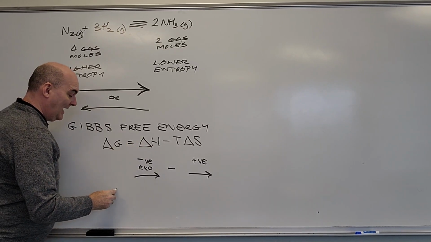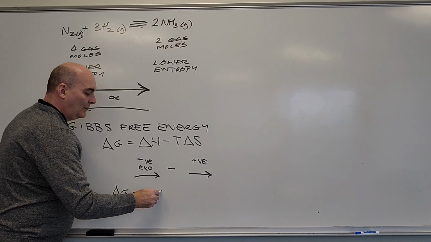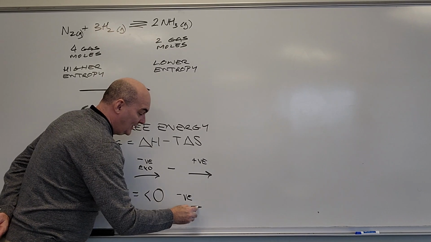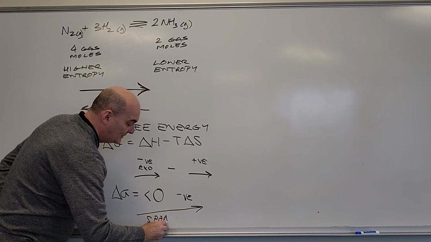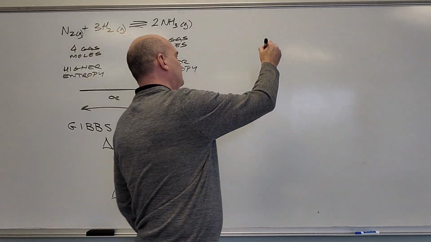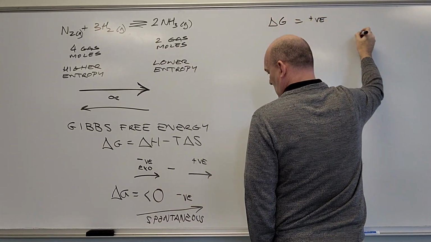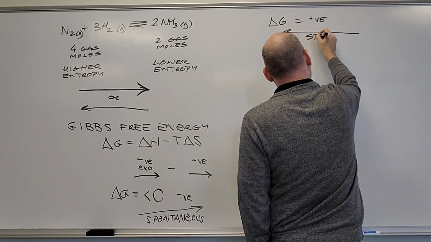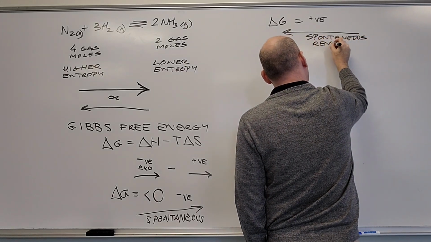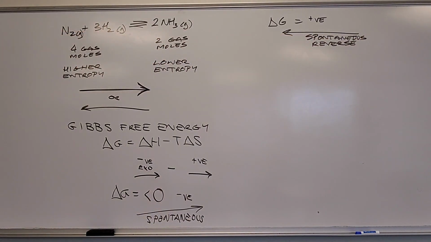So, if delta G is a value below 0, meaning it is negative, then the reaction is spontaneous in this direction. If delta G is a positive value, then the reaction is spontaneous in the reverse direction. The reverse direction to the one that you have shown.